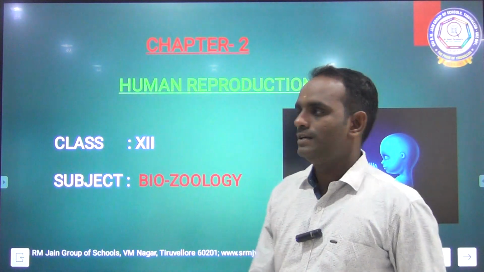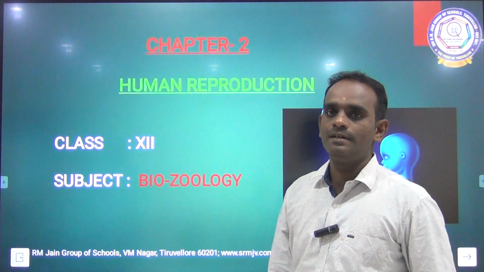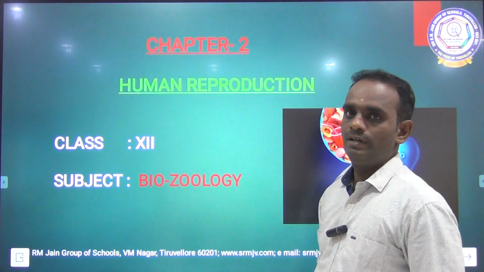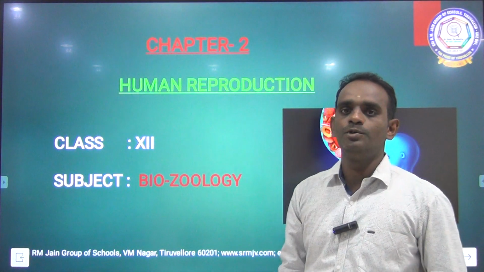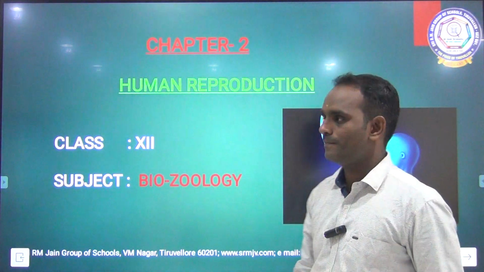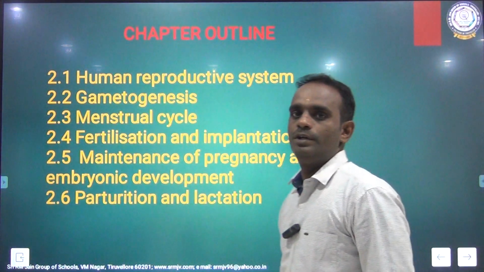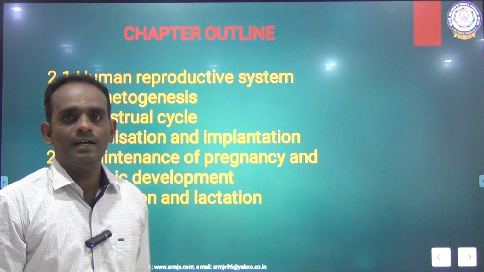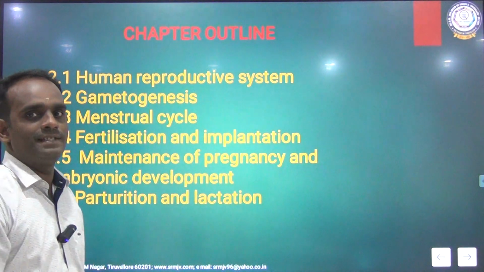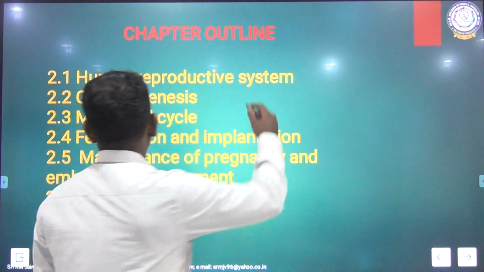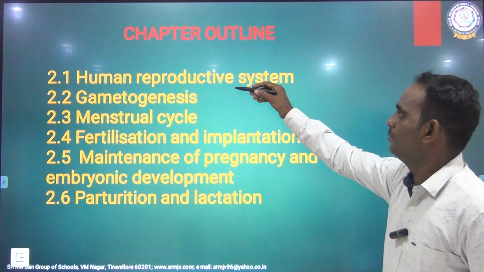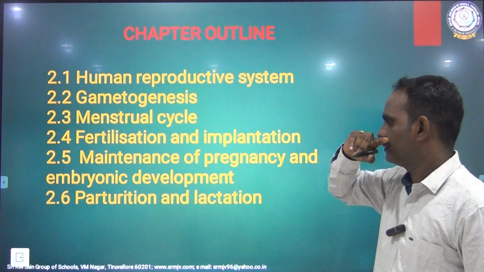Class 12, subject Bio-Zoology, chapter 2, the name of the chapter is Human Reproductive System. Before going to see the chapter, I would like to discuss the chapter outline. The first one is Human Reproductive System.